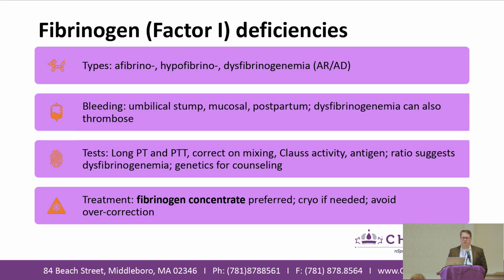Bleeding with fibrinogen deficiency can include umbilical stump bleeding, and I see this a lot as a pediatrician. You may not remember your own umbilical stump situation, but you may remember it from your children, if it bled a lot when it was supposed to fall off and just sort of heal up. Mucosal bleeding, so that's mucous membranes anywhere in the nose, the mouth, the throat, the stomach, GI tract, reproductive tract. Bleeding in any of those areas is affected. Postpartum is bleeding after delivery.